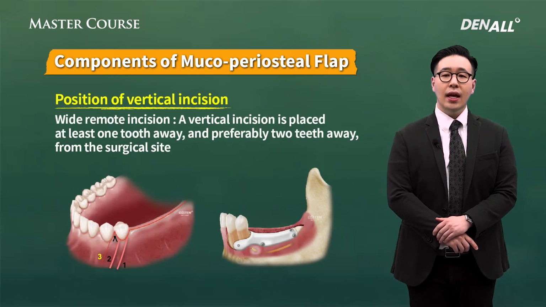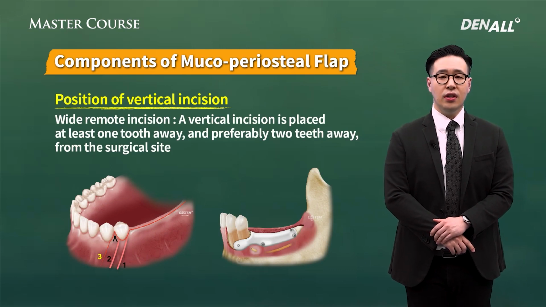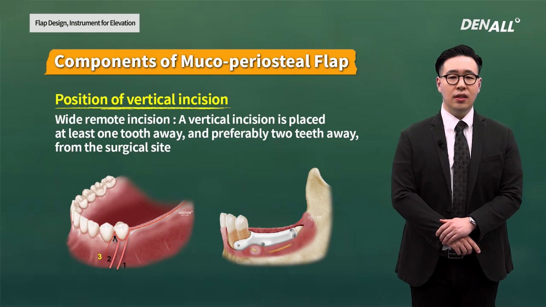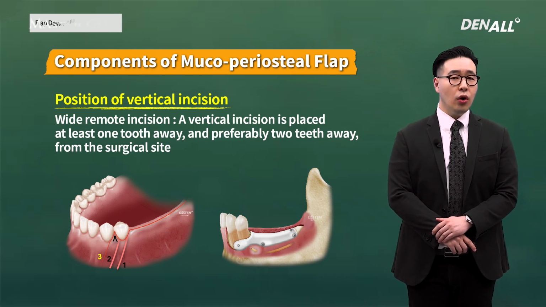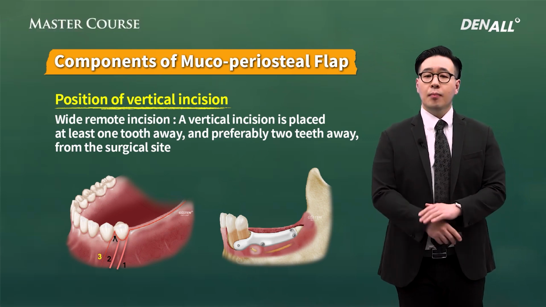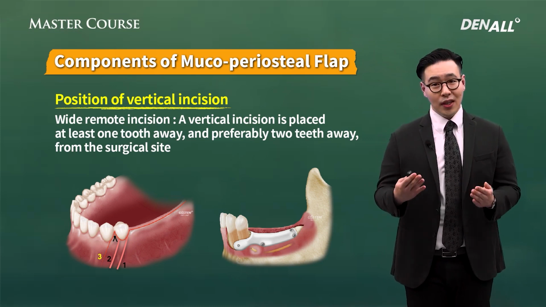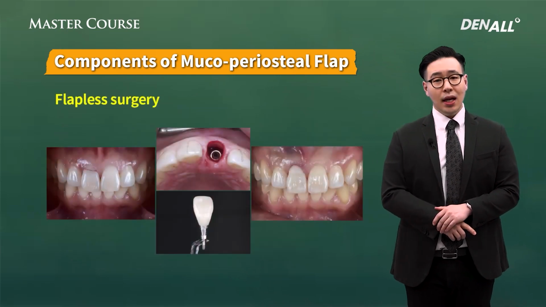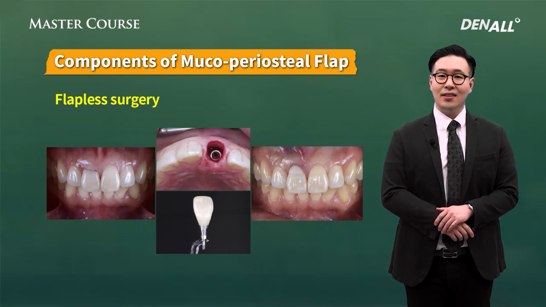If you have to do a lot of bone graft, you can do a mesial vertical incision 1 or 2 teeth away, and that is called a wide remote incision. This allows for easy flap suture after a lot of bone graft. If you have a larger pouch, you can put in more cookies. That is the concept. Through clinical cases, I'm going to talk about how to do case selection.